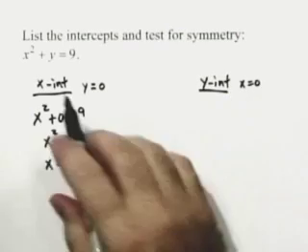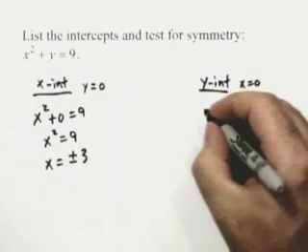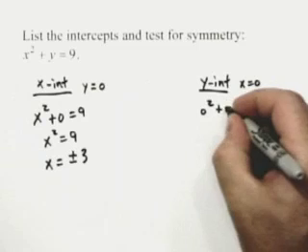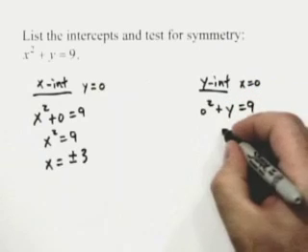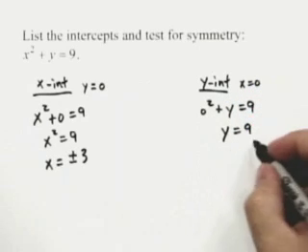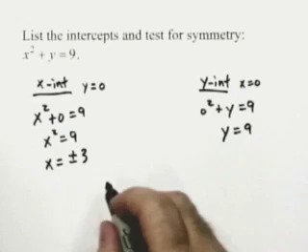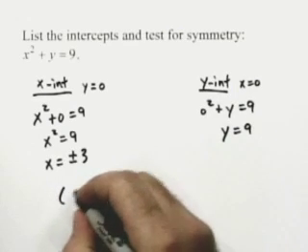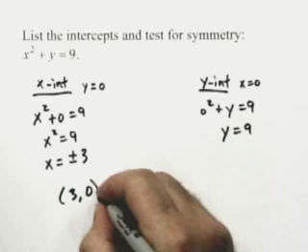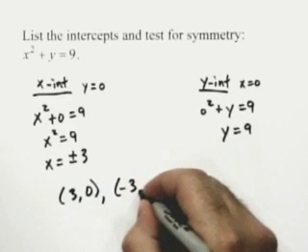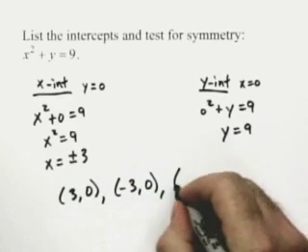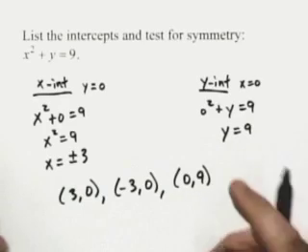For the y-intercept, we'll let x equal 0 in our equation. We'll have 0 squared plus y equals 9, or just y equals 9. So we have one y-intercept with y equal to 9. We can list these intercepts: 3, 0, negative 3, 0, and 0, 9.